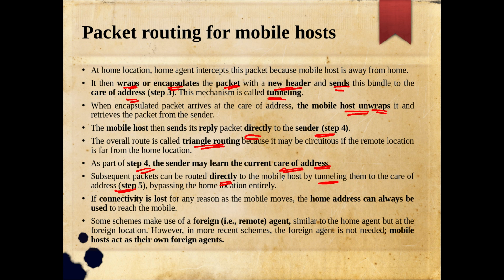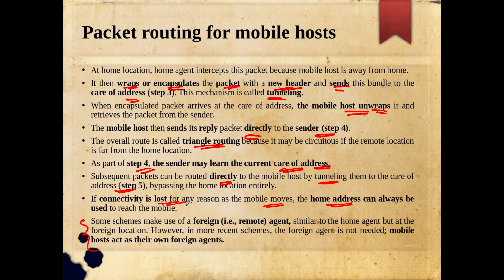If connectivity is lost on the go, for any reason, as the mobile device moves, the home address can always be used. So if the mobile host moved to a different location, the connectivity will be lost. Now the sender can't communicate with the mobile host. So it will depend again on the home address. Right. So that is the normal case.